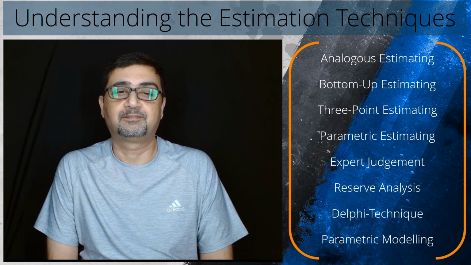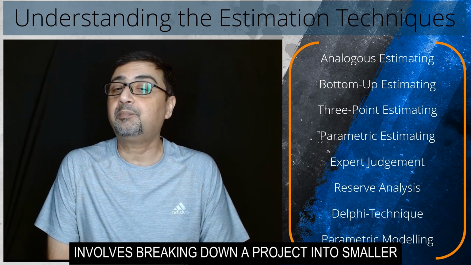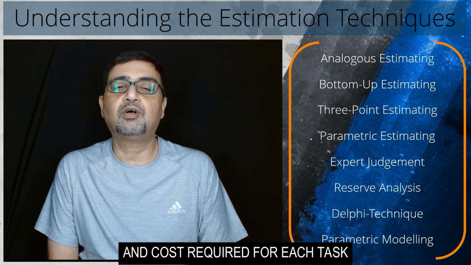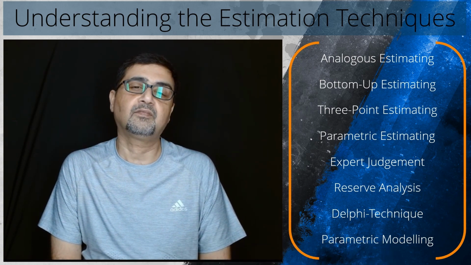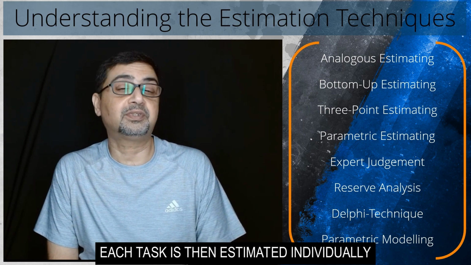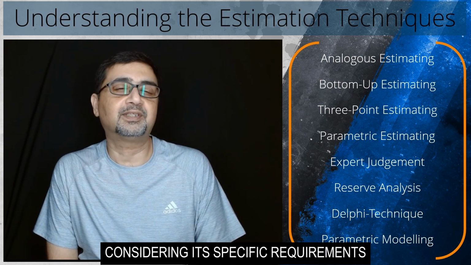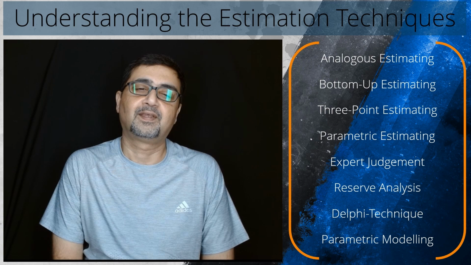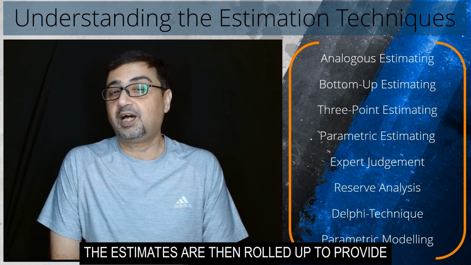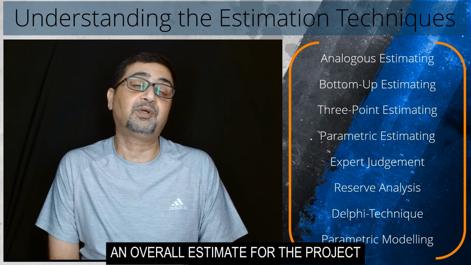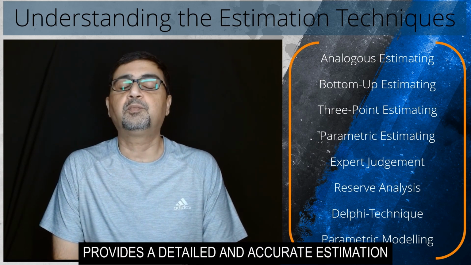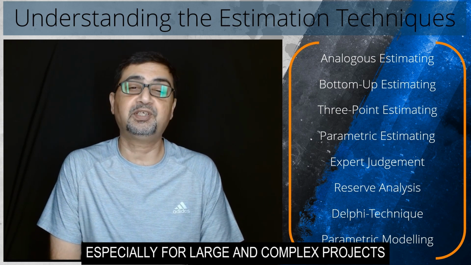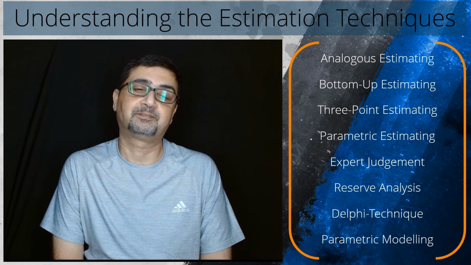Bottom-up estimating. This technique involves breaking down a project into smaller, more manageable tasks and estimating the time and cost required for each task. Each task is then estimated individually, considering its specific requirements, dependencies, and resource needs. The estimates are then rolled up to provide an overall estimate for the project. Bottom-up estimating provides a detailed and accurate estimation, but can be time-consuming, especially for large and complex projects.